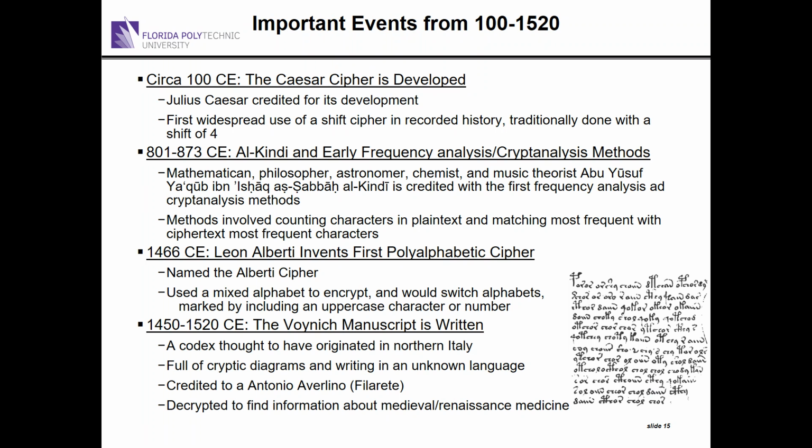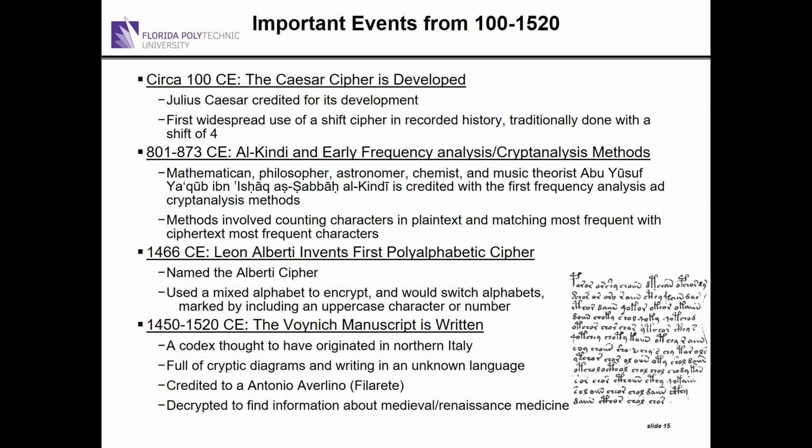After these developments, some important events to take place were the development of the Caesar cipher around 100, the development of early cryptanalysis and frequency analysis methods by the mathematician Al-Kindi, the development of the Alberti cipher, one of the first polyalphabetic ciphers, predecessor to the Vigenère cipher that we know and love.